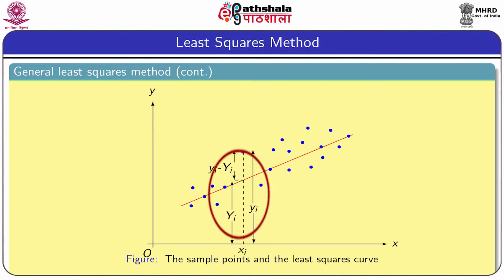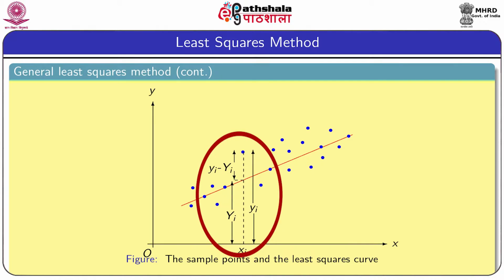The length of the dotted line between the red curve and the x-axis is the predicted value, and that one is capital Yi. The residual, small yi minus capital Yi, is the length of the dotted line between the red curve and the point xi, yi.